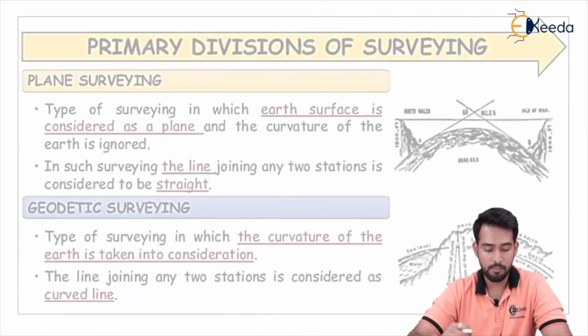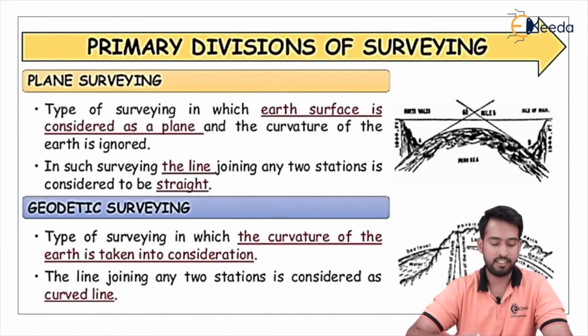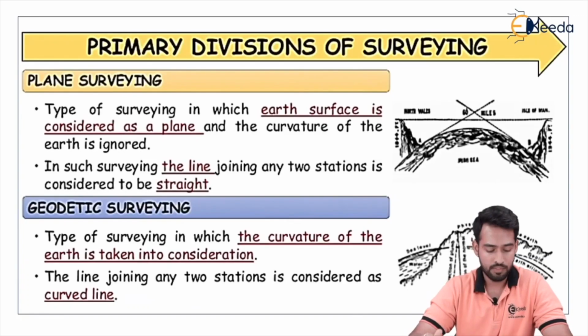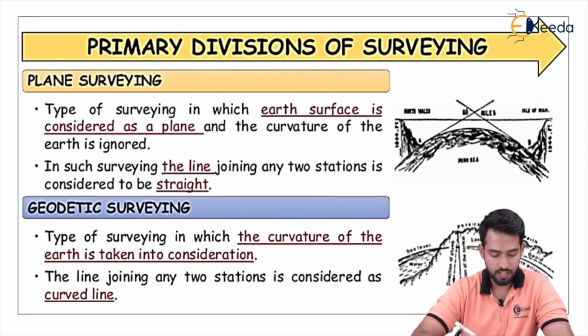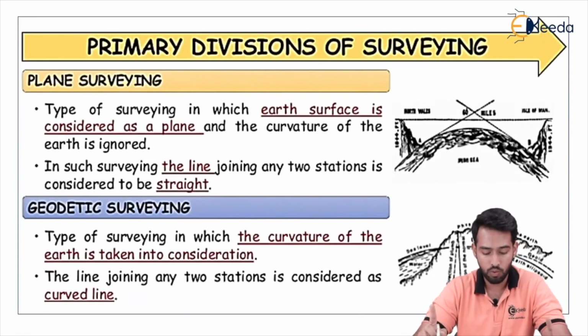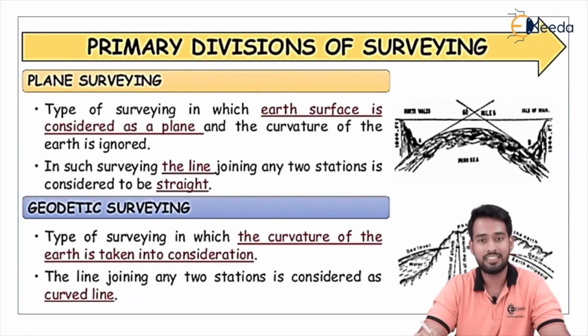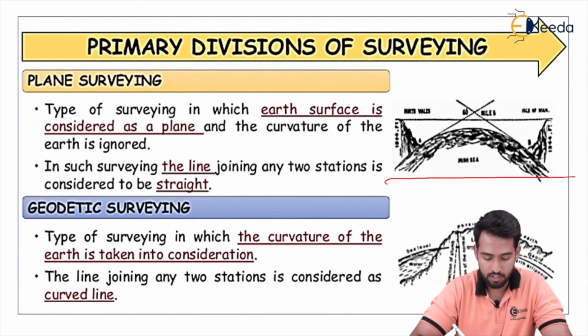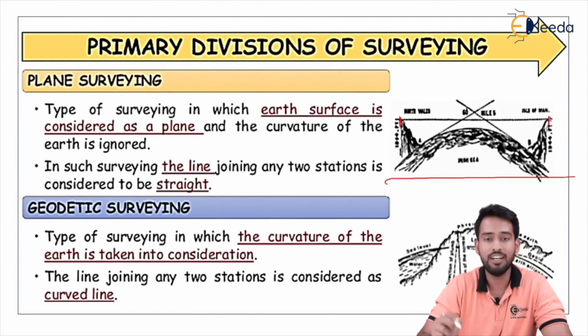Again, moving on to our primary classifications, we'll see them in detail. First is plane survey. As the name indicates, plane survey means the surface of the earth is considered as a plane, flat ground. As we know, the surface of the earth is spherical, but here we consider it as a plane surface. In such a survey, the line joining any two points or stations is considered as a straight line. As we see in this figure, the curvature of the earth is not taken into consideration. These two points are joined by using a straight line. So, the surface of the earth is considered as a plane, so it is known as plane survey.